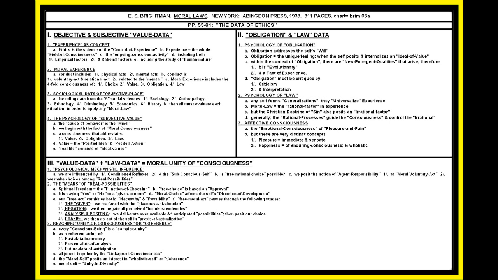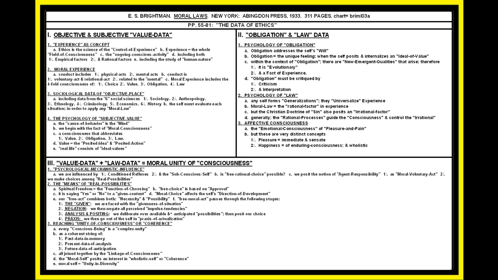Now, under moral experience, conduct includes physical acts and mental acts. Conduct is voluntary act and relational act related to the mental. Moral experience includes a 4-fold consciousness of choice, of value, of obligation, and law. So those are the 4 categories that the data is going to take up. You've got human consciousness of choice, value, obligation, and law. That's your moral experience categories. And under those 4 categories, Brightman will arrange his data.